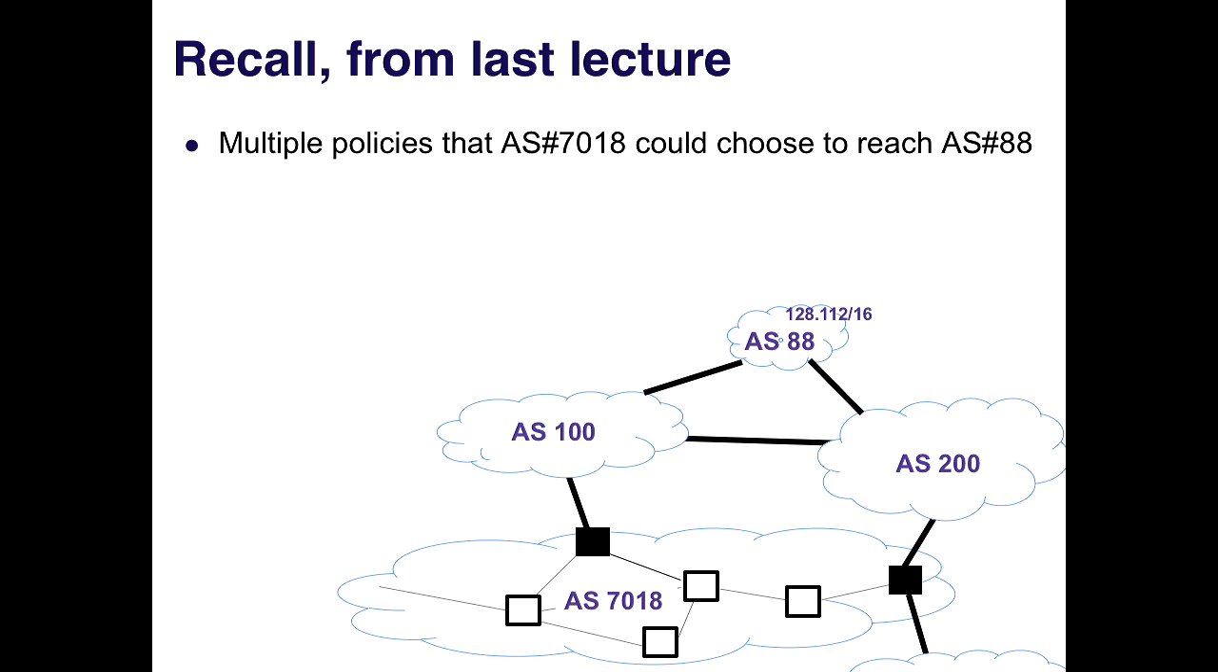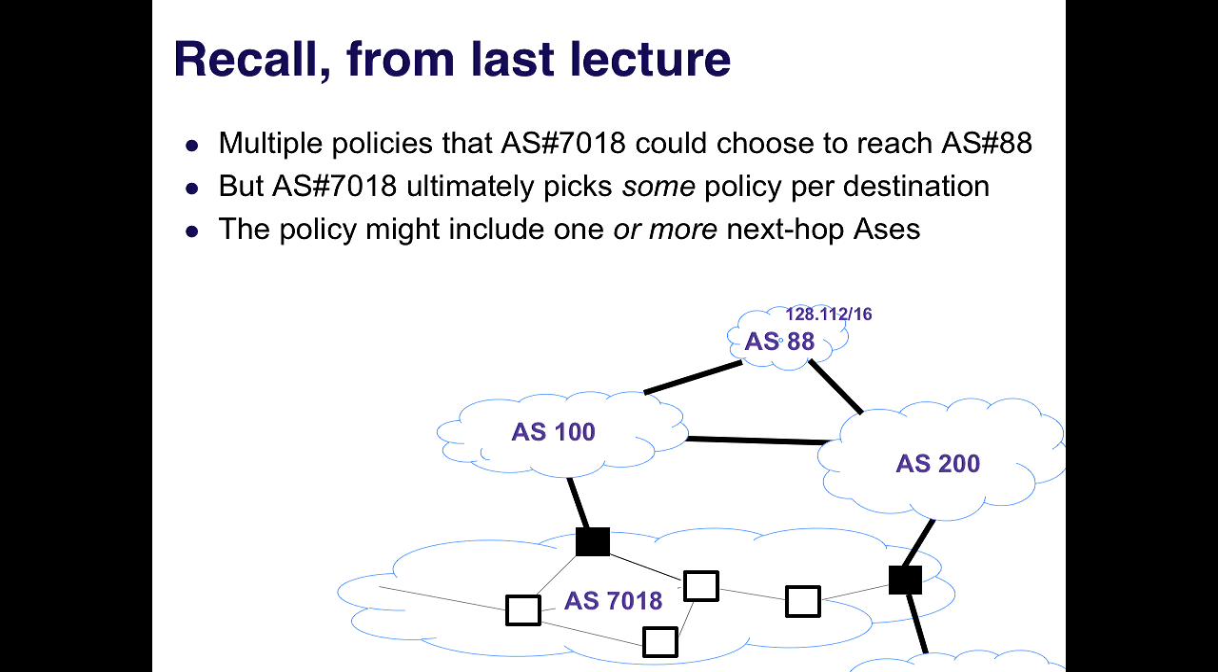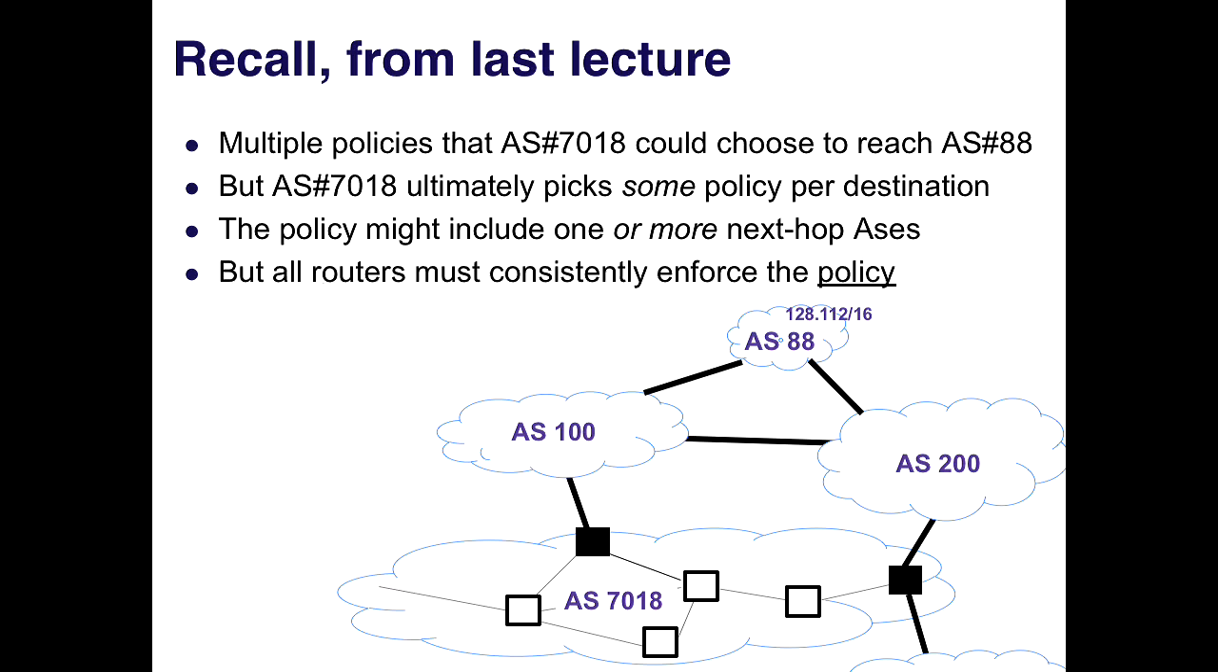The point is, whatever the policy you have, ultimately, as an autonomous system, you're going to pick one particular policy per destination. So that policy may have one or more next hop ASs. So you guys were right in saying you could have two different ASs as your next hop. The point I was trying to get at, and my question was wrong, but just so you understand what that point was, is that once I pick a policy, BGP is designed such that every router is going to consistently enforce that policy.